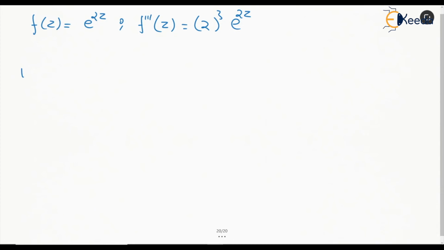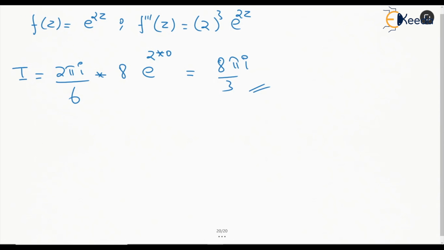So this integration which we are looking for is going to be 2 pi I, 3 factorial is equal to 6, into 8 into e to the power of 2z at z equal to 0. So I'll put z equal to 0, which will become 1. So finally this is going to be 8 pi I by 3. 2 and 6 will be cancelled. So this is going to be the answer for this case. So this was a case of Cauchy's integral formula for the third derivative.